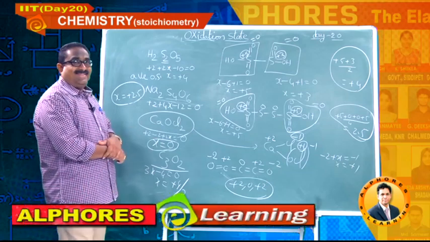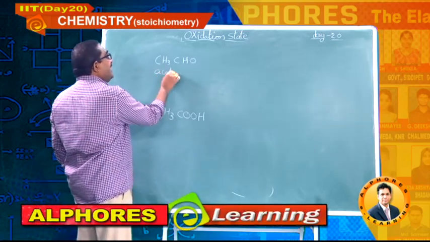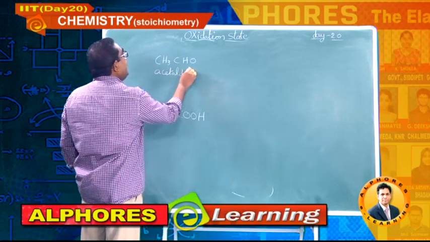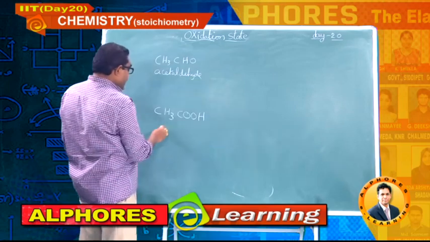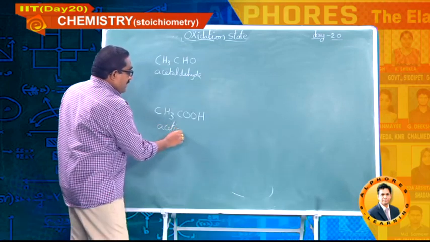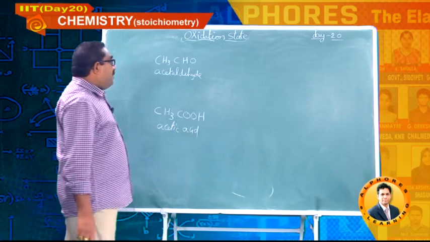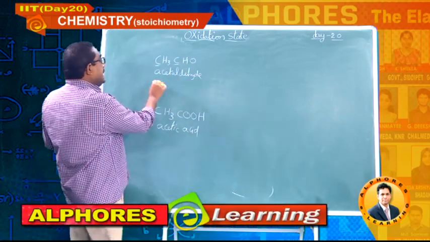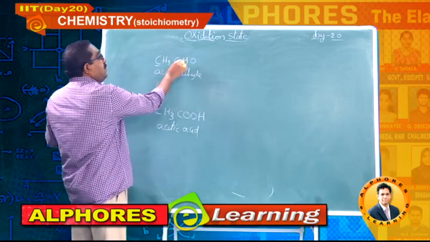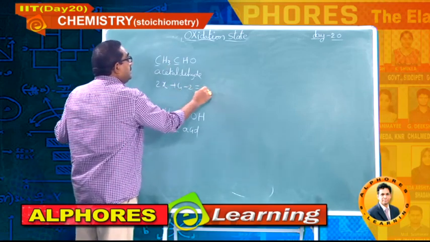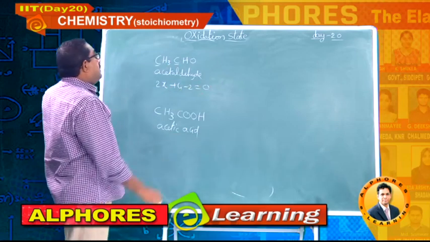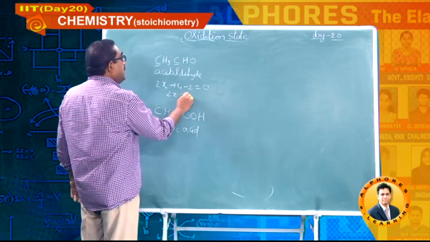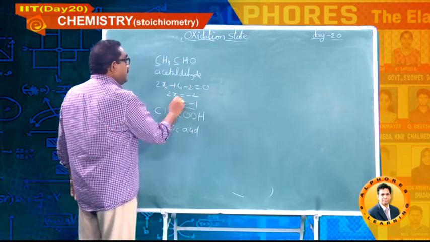Please write down. This is acetaldehyde. And this is acetic acid. Let me go for the calculation of the oxidation state of carbon in acetaldehyde. 2 carbons are there. Average I am doing: 2x, 4 hydrogens plus 4, 1 oxygen minus 2. So 2x plus 4 minus 2 equals 0, so x equals minus 1.